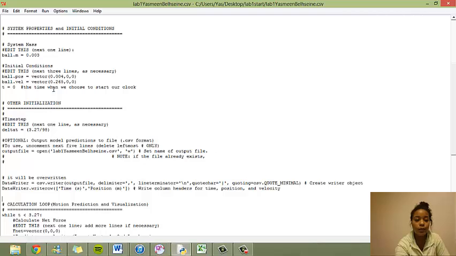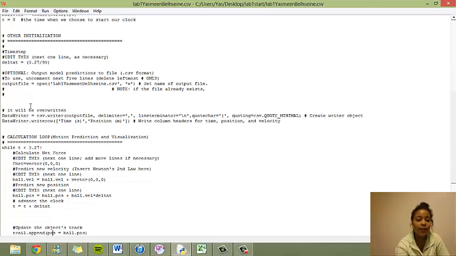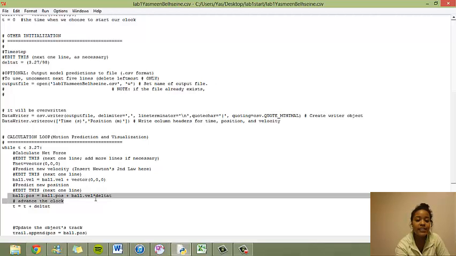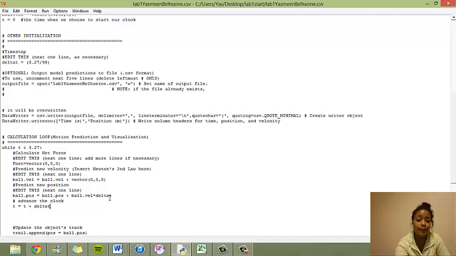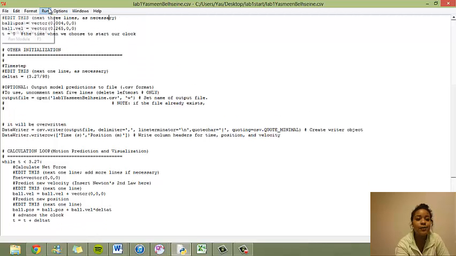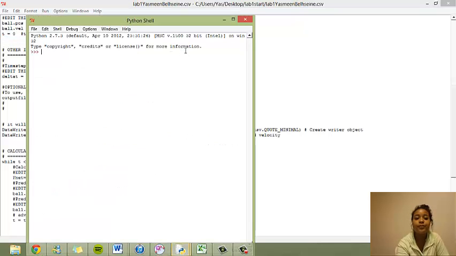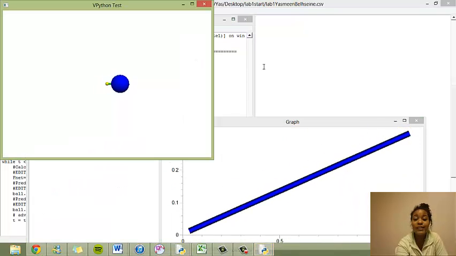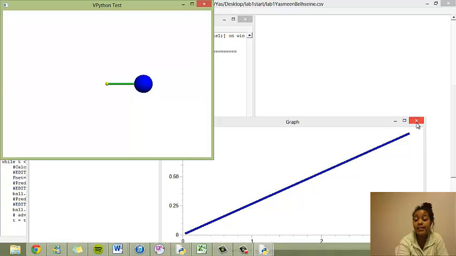When we go down, we can see our Newton's second law equations for final velocity and final position. This should be able to predict the motion of the ball, and let's see if it does. When we run the module, we see that this is the position, the ideal motion of our ball.